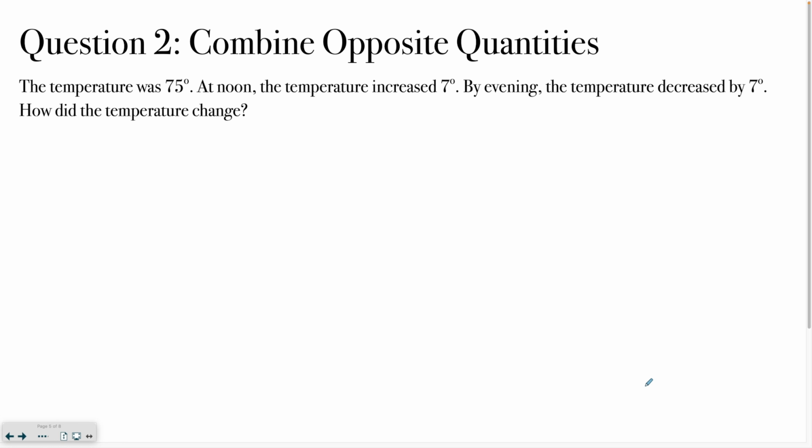Okay, now a very similar type of question. We have the temperature was 75 degrees at noon, and the temperature increased by 7 degrees. By evening, the temperature decreased by 7 degrees. How much did the temperature change? So go ahead and think about what the answer to this would be. Once you've entered your answer, feel free to continue the video and see how you did. Good luck.